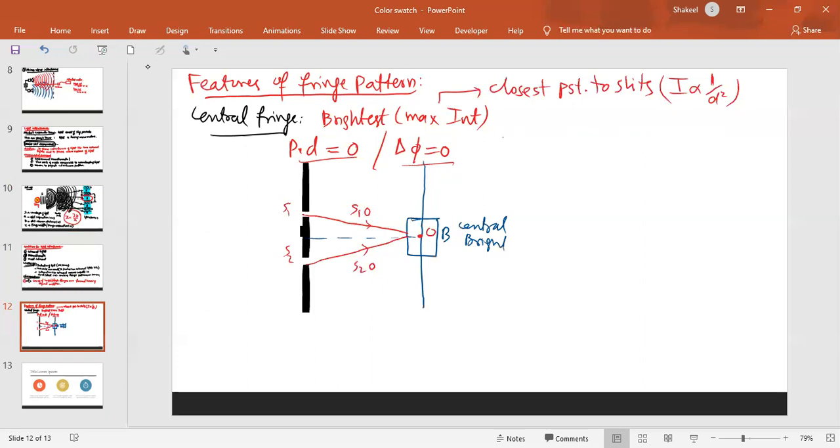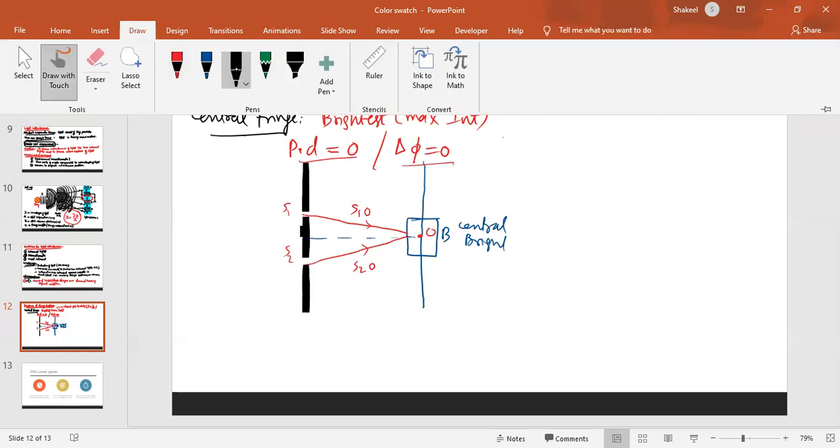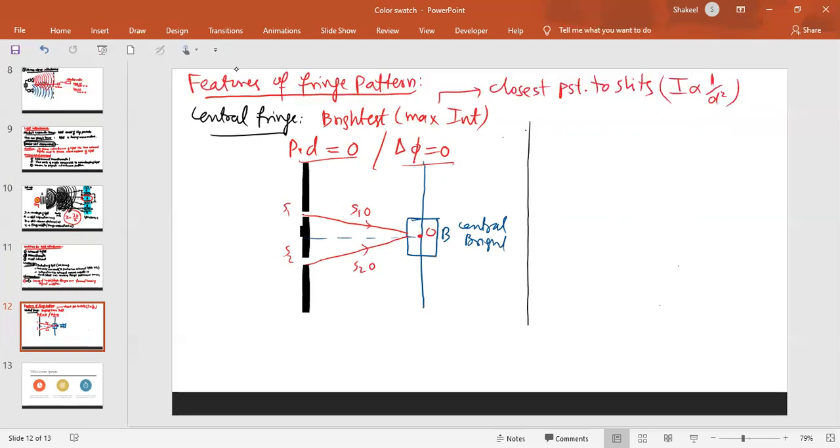Moving forward, let's look at the first bright fringe other than the central one, the bright fringe next to the center.